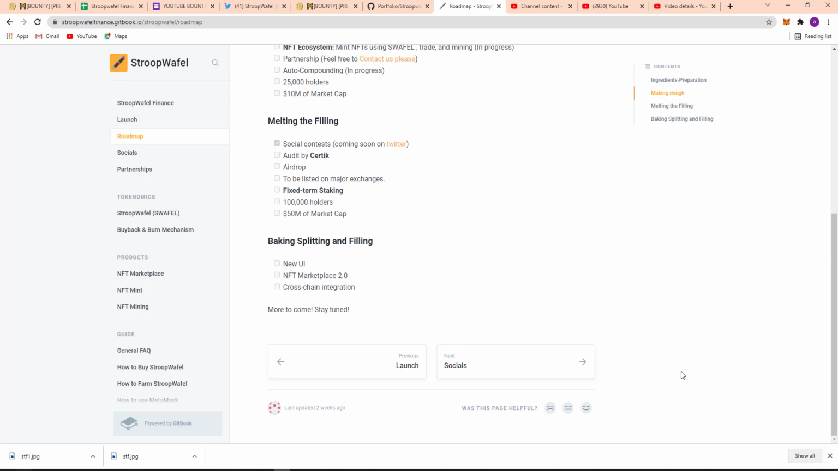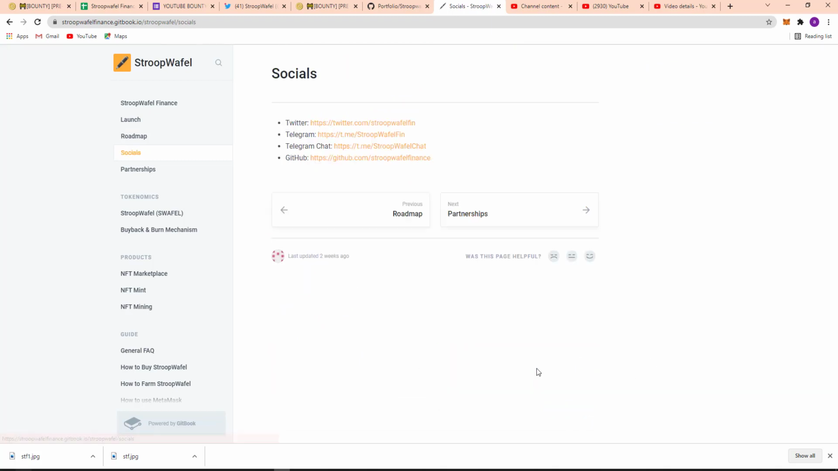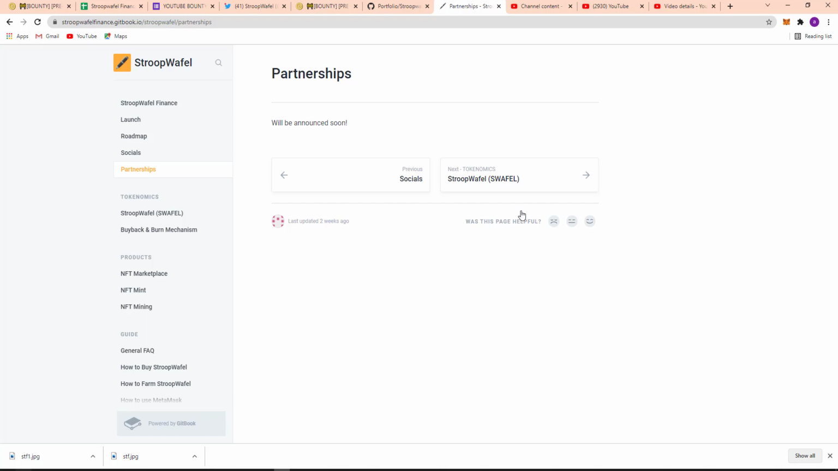Stay tuned. So here are their socials: Twitter, Telegram, Telegram chat, and GitHub. Here are their partnerships, and their partners will be announced soon.